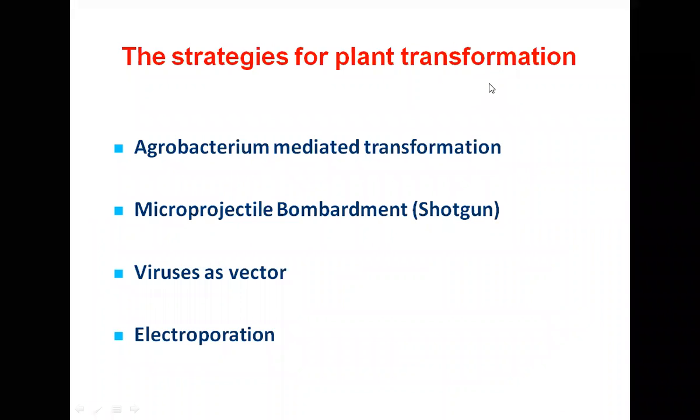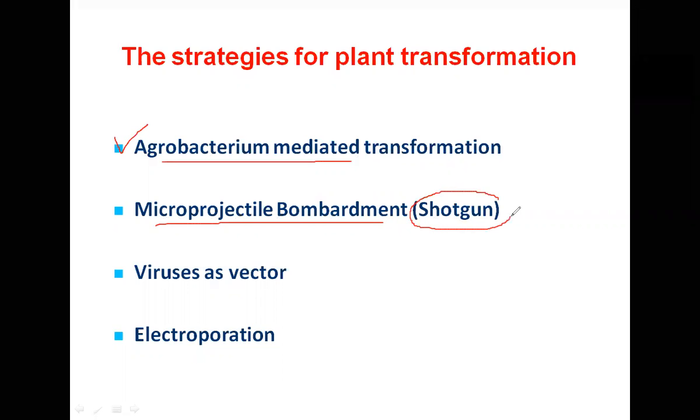Now, what are the different strategies available for plant transformation? There are quite a few now, but the two major ones are Agrobacterium-mediated transformation and microprojectile bombardment using a shotgun. These two are the most common.